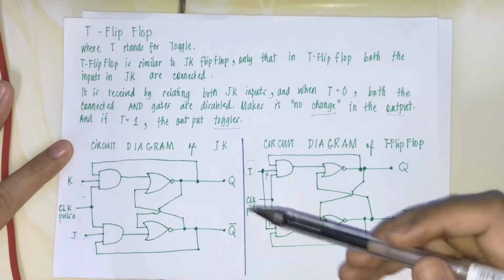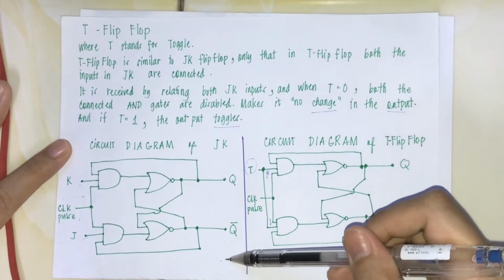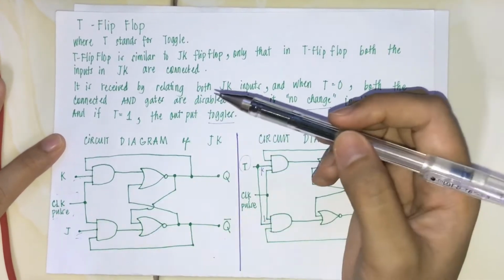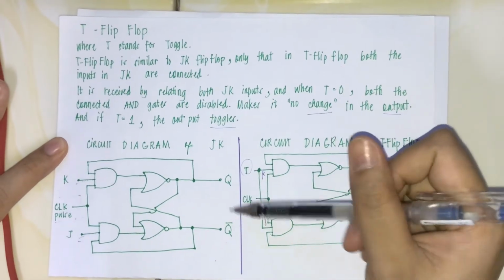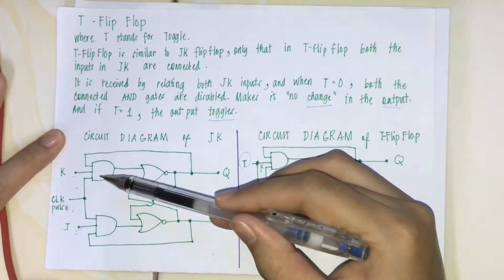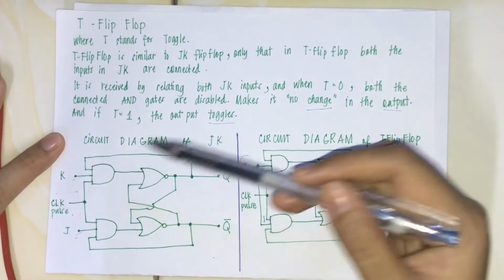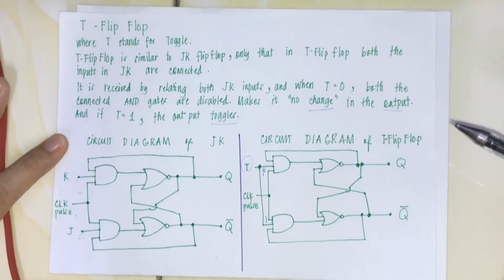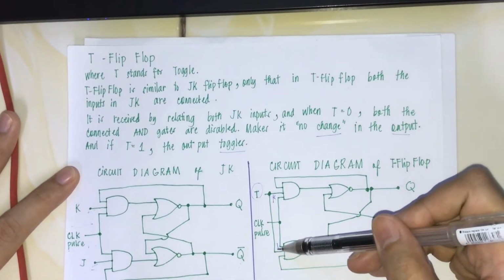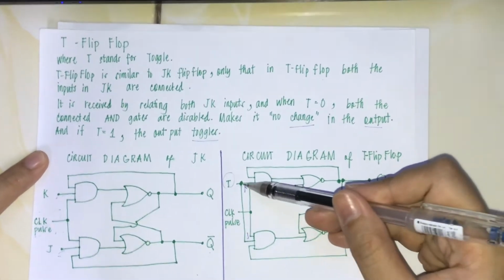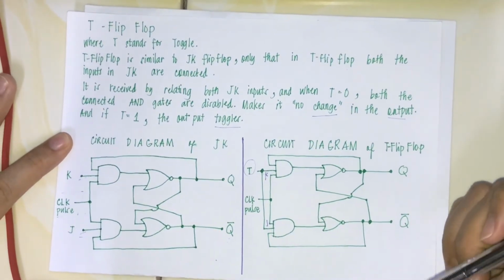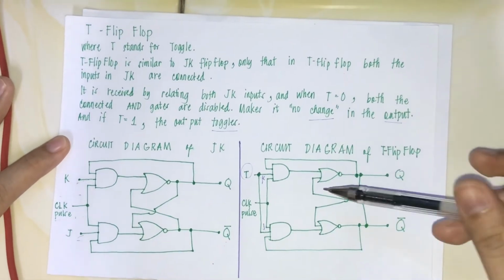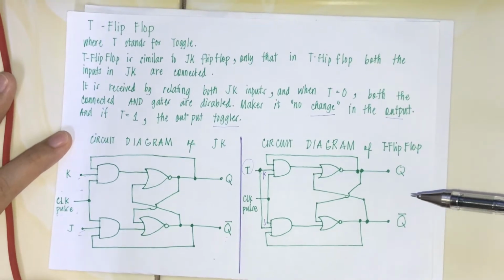So this is a circuit diagram of a JK flip-flop where we have inputs K and J with the pulsating clock input. We also have Q and Q bar as an output, where the circuit is composed of two AND gates and two NOR gates. So compared to this T flip-flop, we only shorted the inputs J and K and replaced it by input T. Also with the clock pulse and same circuit components with same outputs.